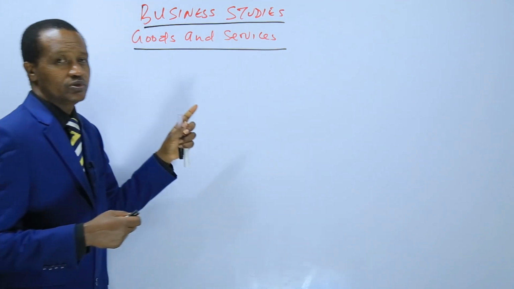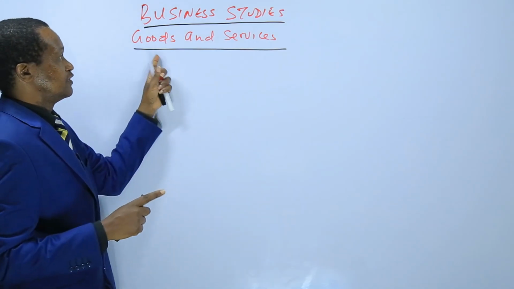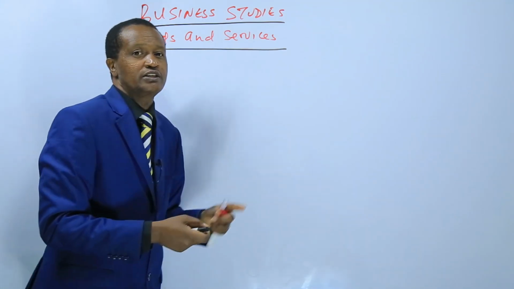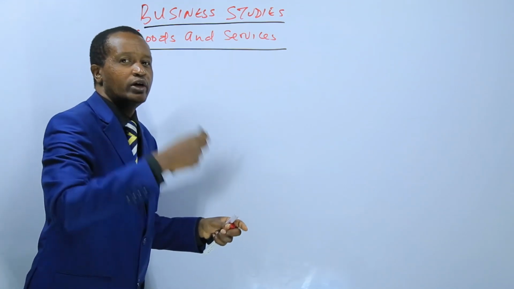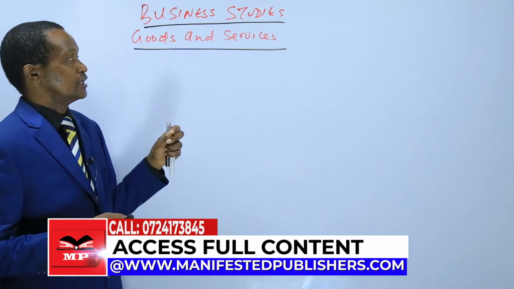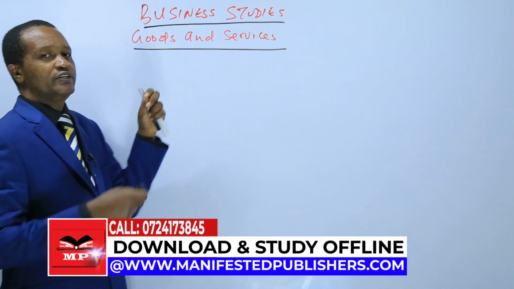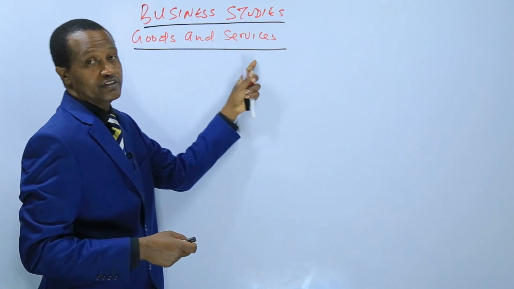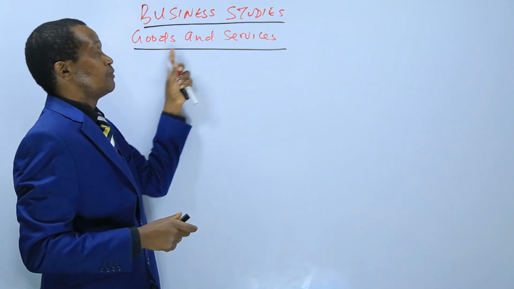So in today's lesson and the following lesson, we are going to define goods and services, then we'll bring out the characteristics of both goods and services. I've just said that goods and services are required for satisfaction of human wants, and they are also sometimes known as commodities. They have distinctive features that help in differentiating them. Goods have certain features which distinguish them from services.